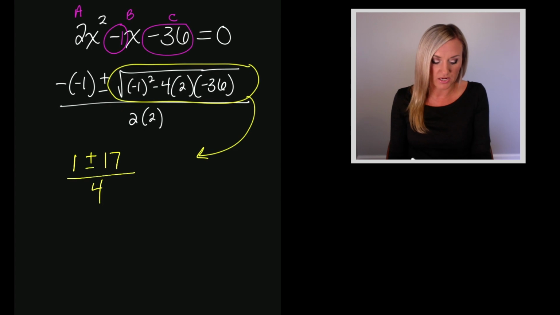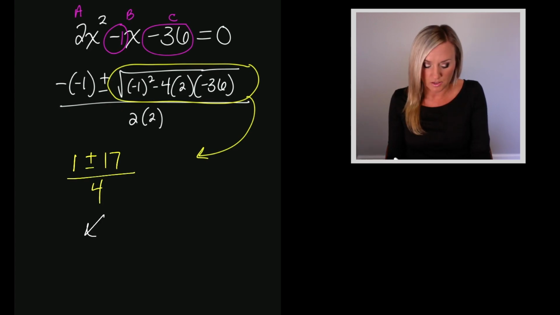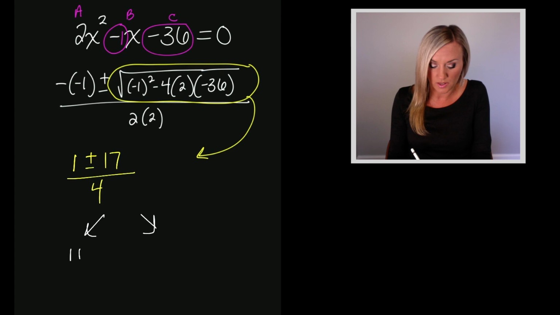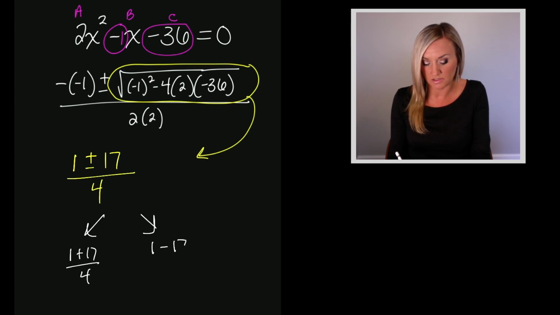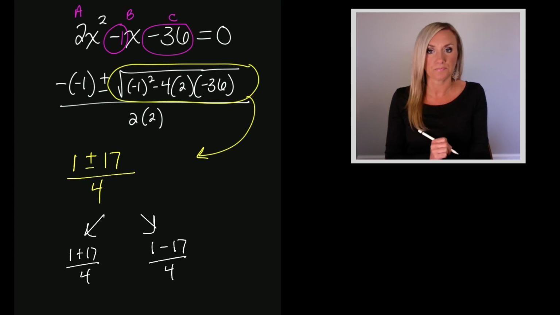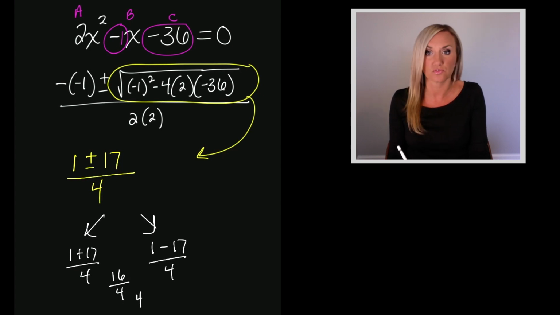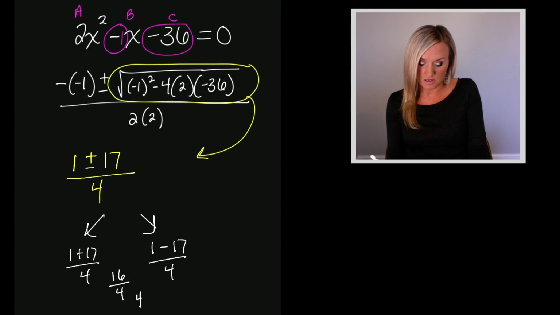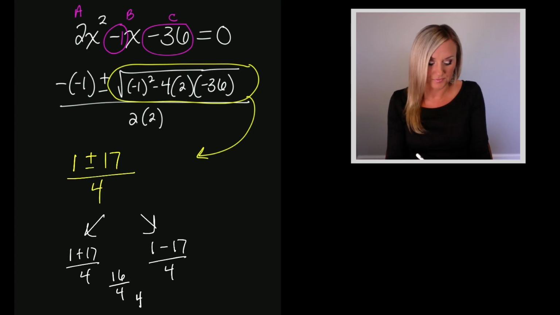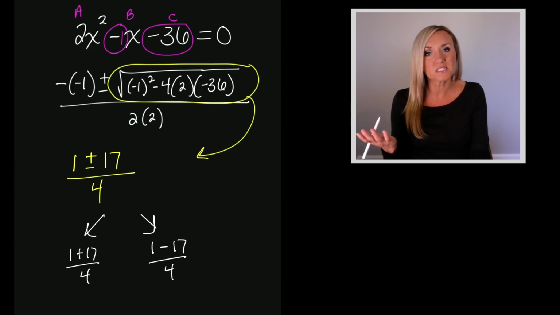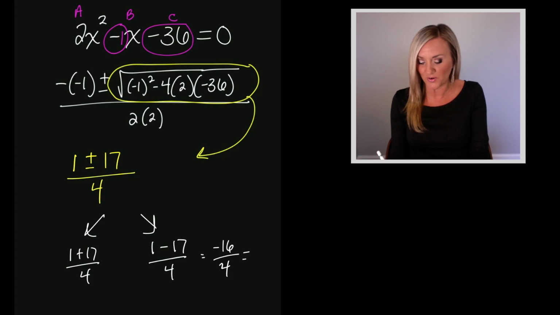So from here, I'm going to break it down into two separate equations. I have 1 plus 17 over 4 and 1 minus 17 over 4. All right, very good. So then now I have, what is this? This is 16 over 4, which is a positive 4. And then, oh no, that's 18. Oh my goodness. I feel like I always do that. I look at this one, it is negative 16 over 4, which is negative 4.